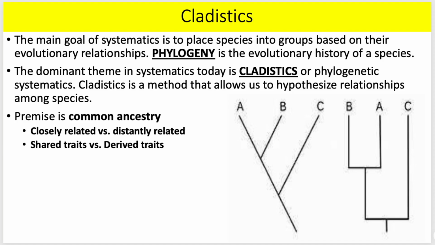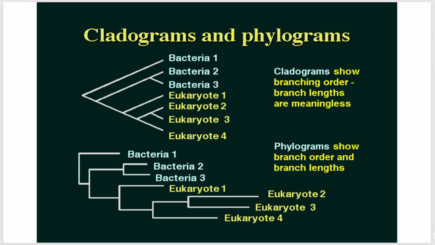You're assuming that they share a related history, or that they share a common ancestor when you draw these diagrams. So if you draw two organisms, two clades that are close to each other on the end of your cladogram, that means you're demonstrating or hypothesizing that they are more closely related. And those that are on opposite ends of a cladogram, you would predict to be more distantly related. You will show shared traits and derived traits, and we'll show you what that is as we go.